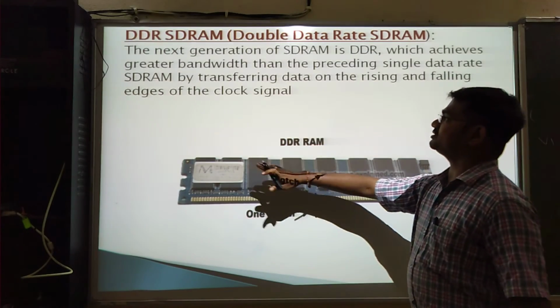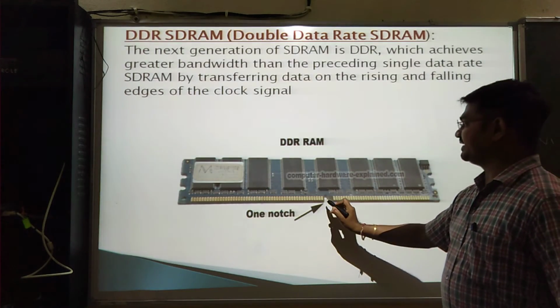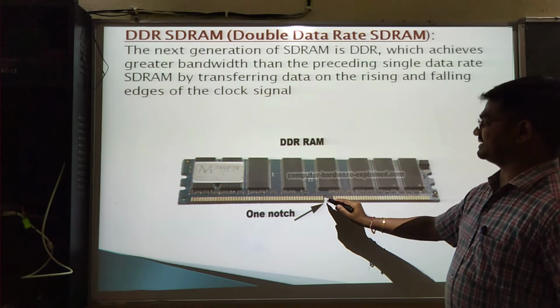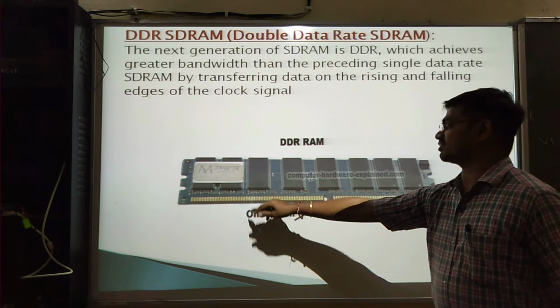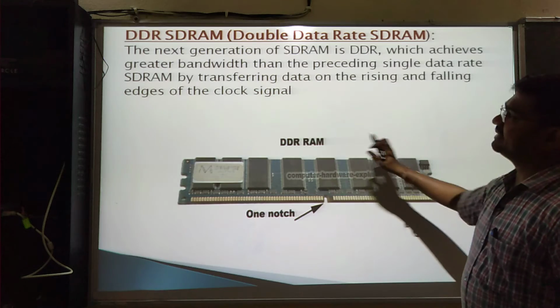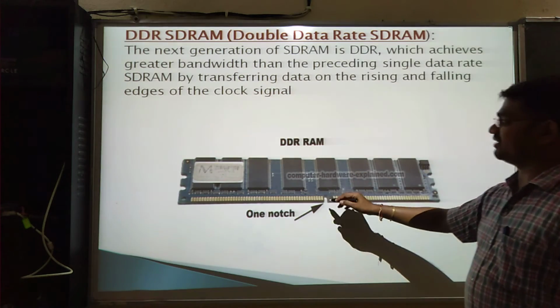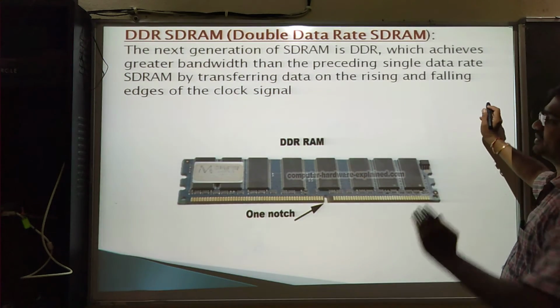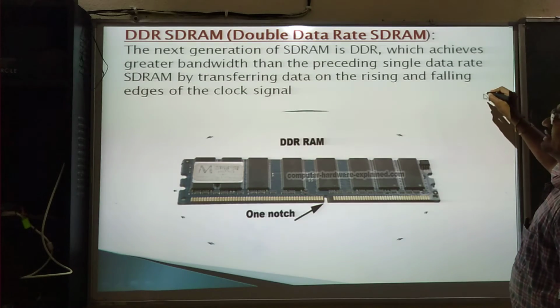So then you can see in the DDR-RAM, DDR-RAM has two notches while SDR-RAM has only one notch. So this is the difference between DDR and SDR-RAM.